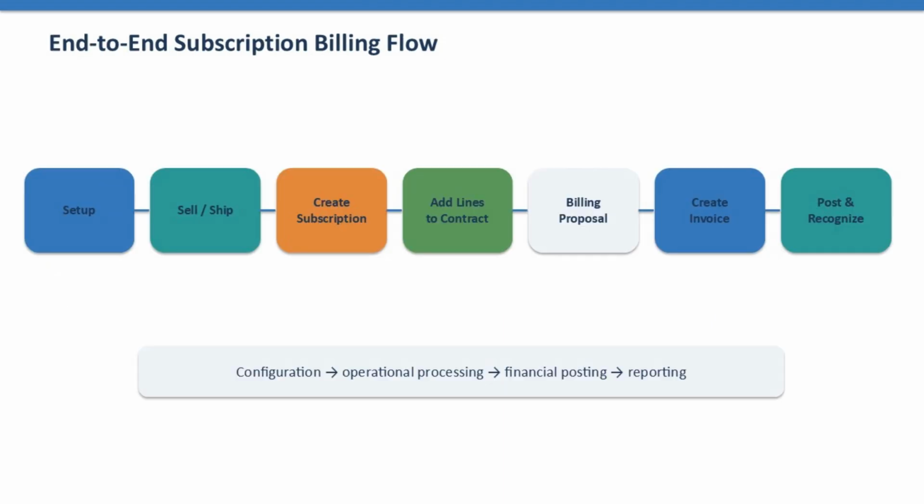So how we do it: we firstly do the setups. Then once we sell any item, a subscription item, to the customer or ship it, the system will automatically create the subscription. Then we create a contract, a customer subscription contract, and then we assign the subscription line to the contract. Then the system will give you the billing proposal on the recurring invoices. You can create the invoice, post it and report.